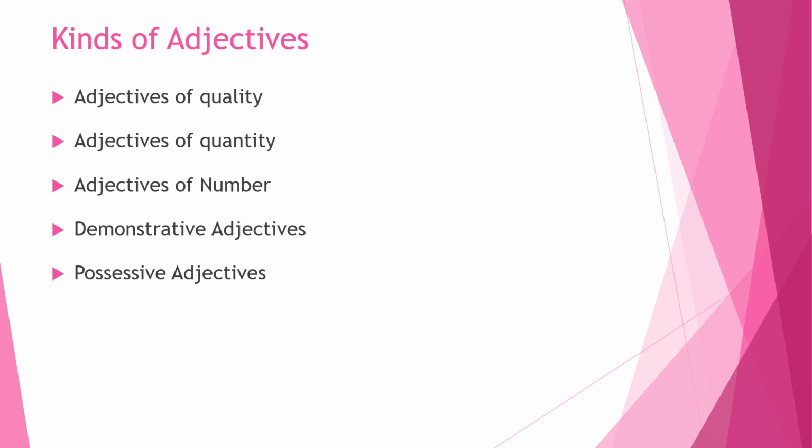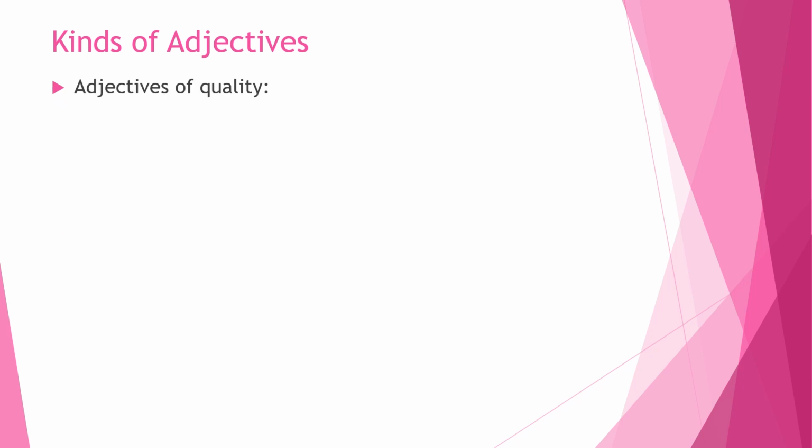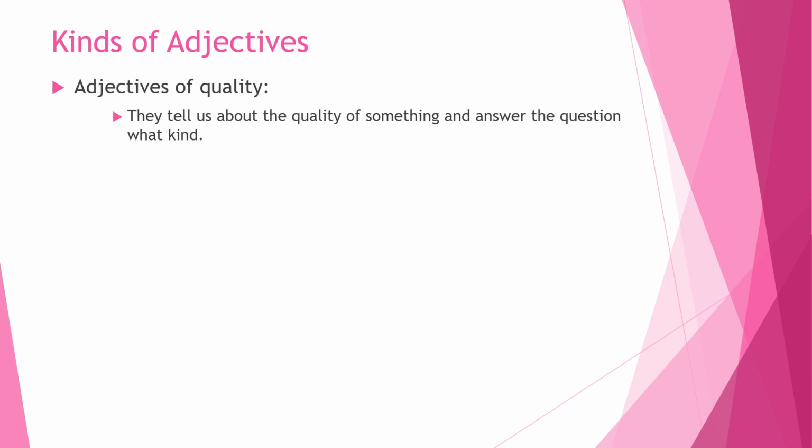Now we are going to learn what are the adjectives of quality. Adjectives of quality tell us about the quality of a noun and answer the question, what kind? Let us see it in an example.